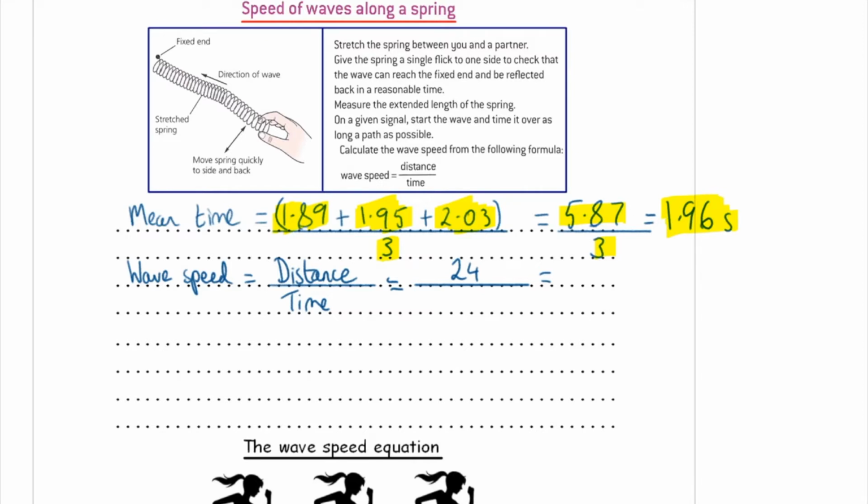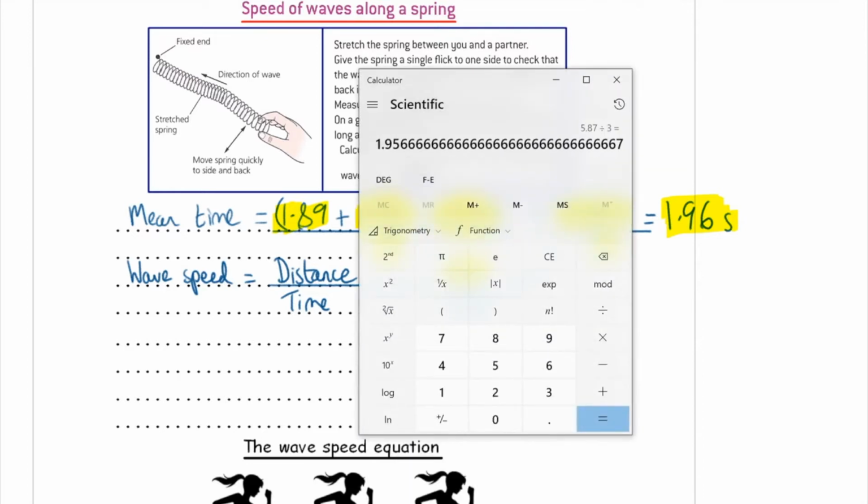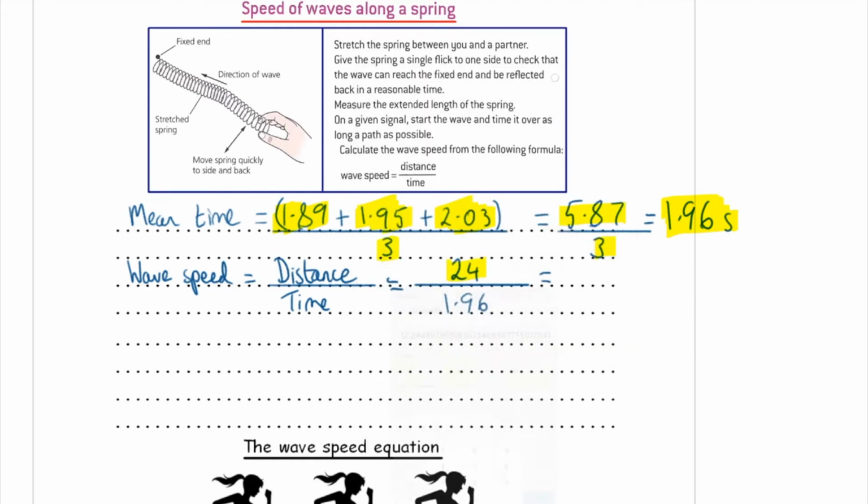The distance travelled then was 24 meters, so we need to divide 24 by 1.96. 24 divided by 1.96 gives us 12.2 to one decimal place. 12.2, and the units, remember, are meters per second.